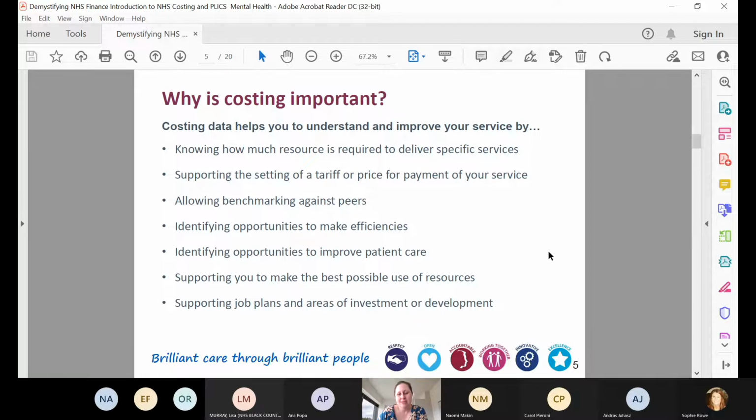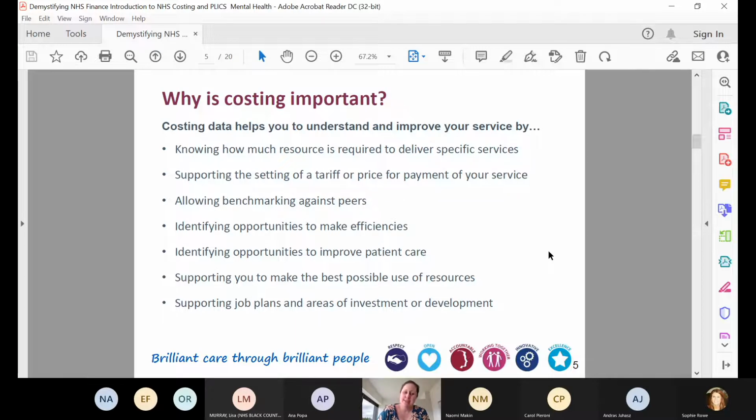So you probably started to think about why costing is important from some of the stuff I've said. It's about knowing how much resource we are requiring to deliver those services. I'm somebody that always has a thirst for knowledge, so understanding these sorts of things I certainly value. So actually being able to share across our organisation what resources are being consumed is really powerful. It supports the setting of tariffs or prices for payment.